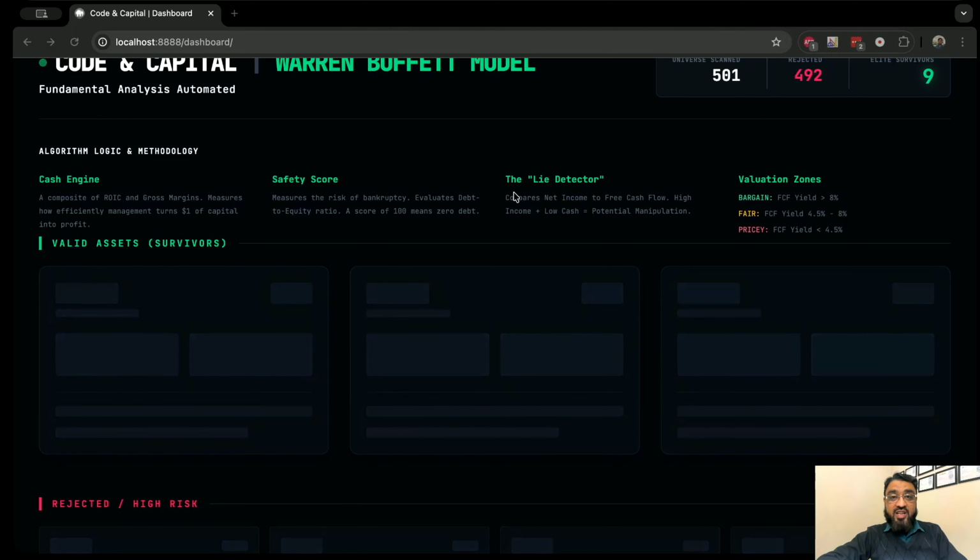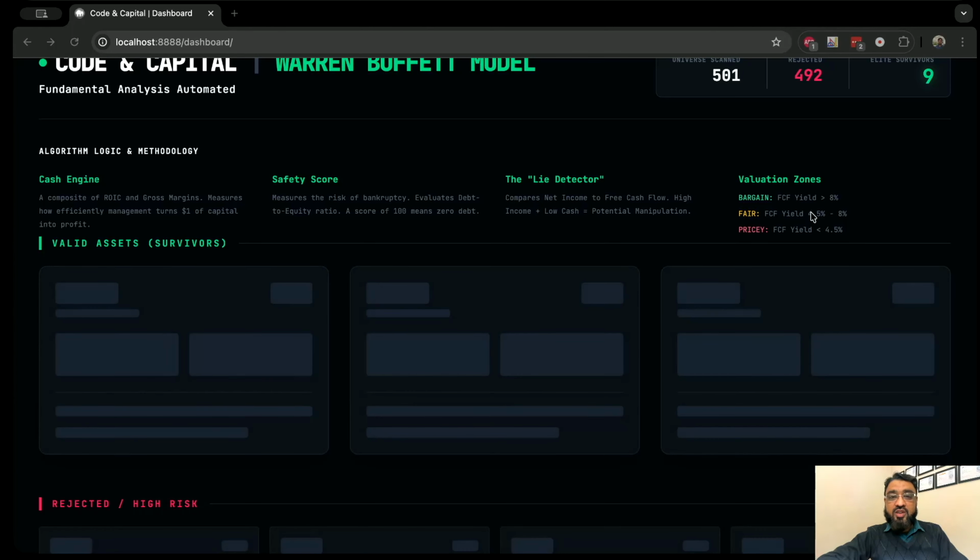Rule number 3, the lie detector. It is a big one. Free cash flow is a fact. My code compares net income to the actual cash hitting the bank account. If a company claims they are making billions but their bank account is empty, the dashboard marks them as suspicious and purges them immediately.